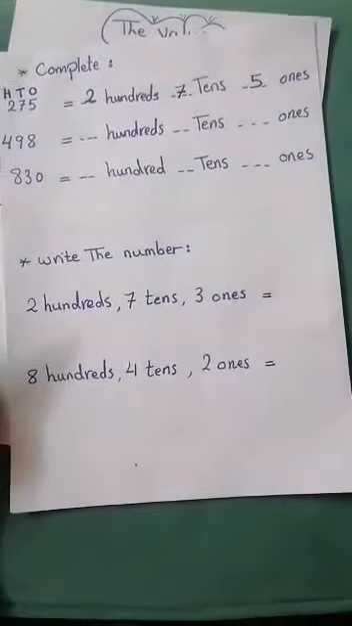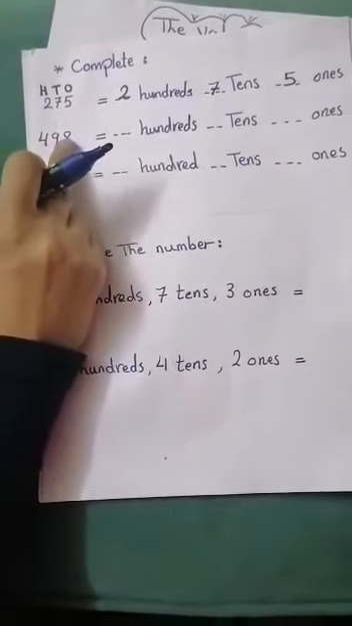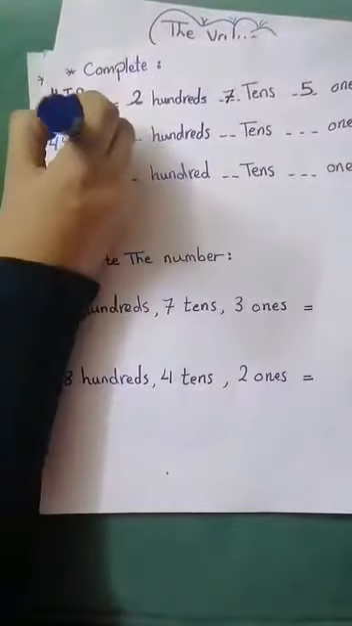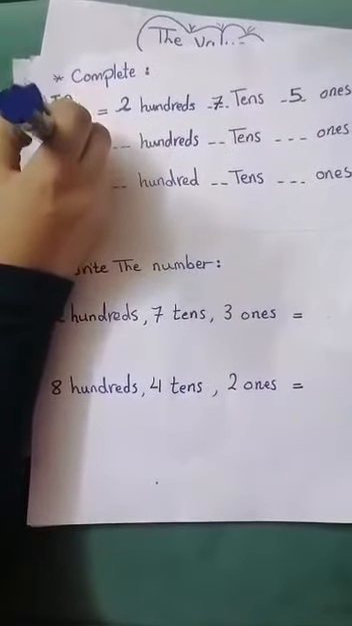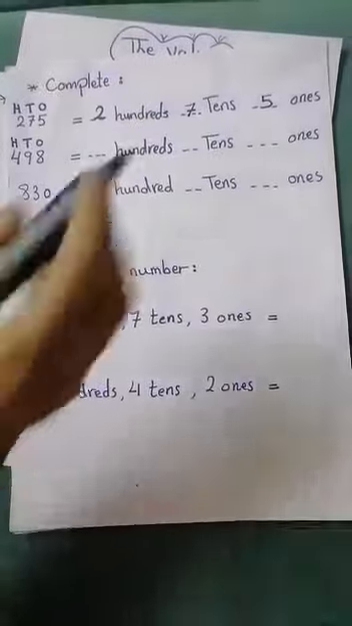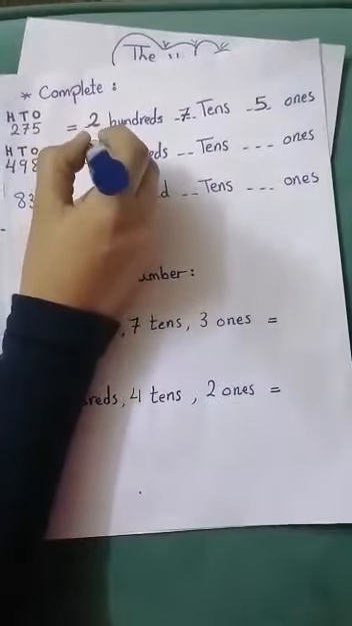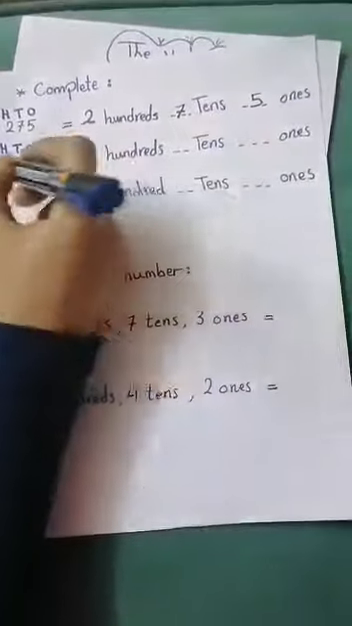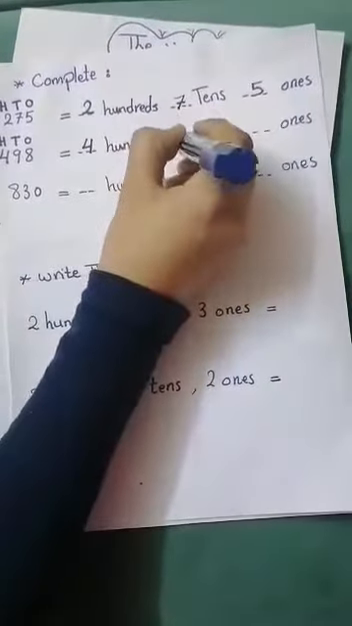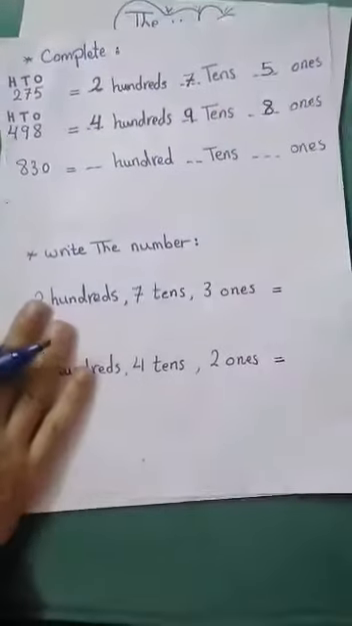Another example. 498. Write the places: ones, tens, hundreds. The hundreds digit is 4. Write 9 in the tens place. Write 8 in the ones place.